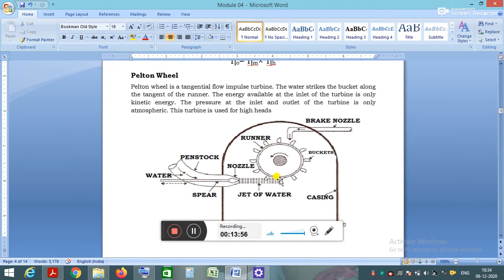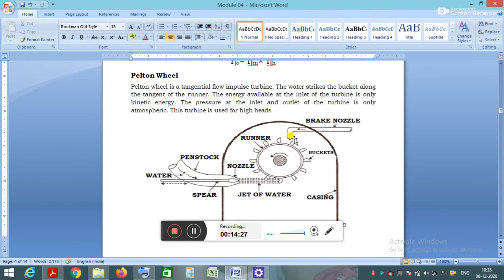Here you can see the blades of the Pelton wheel are having the shape of a cup or a bucket. Therefore, the blades of the Pelton wheel are also called buckets. The vanes or the blades of a Pelton wheel, since they are having the shape of a bucket or a cup, are also called buckets.